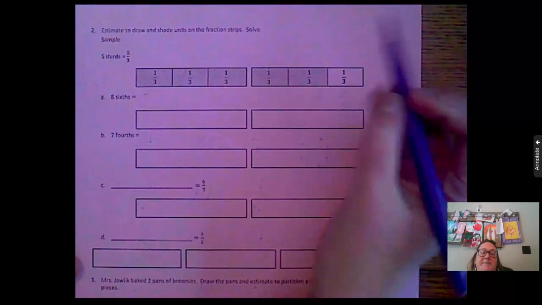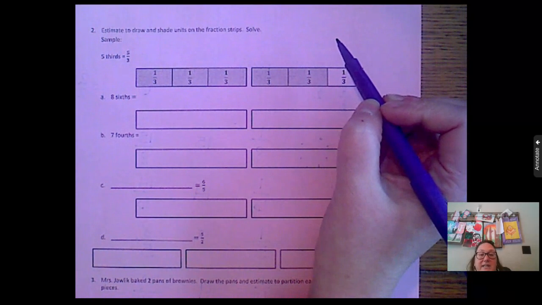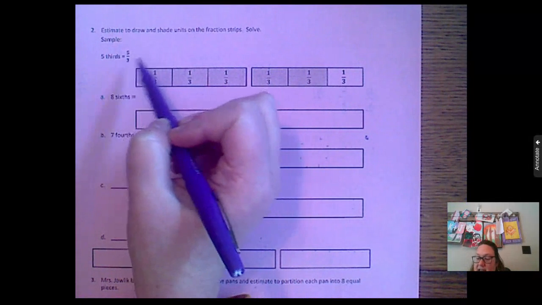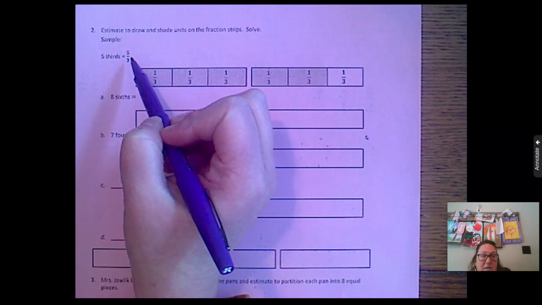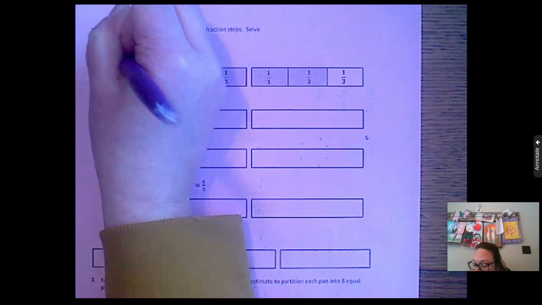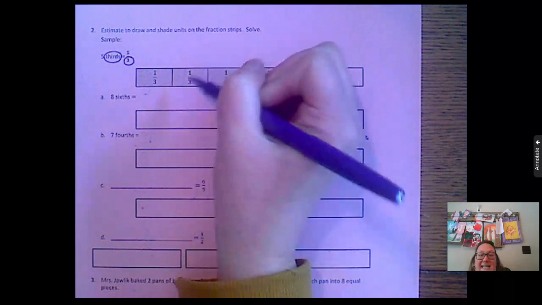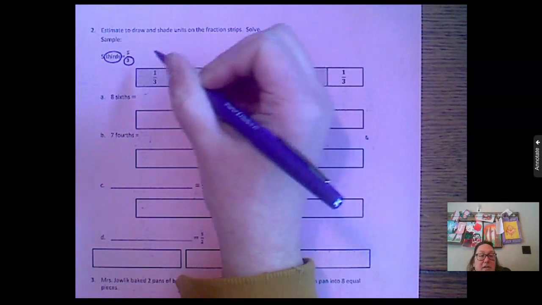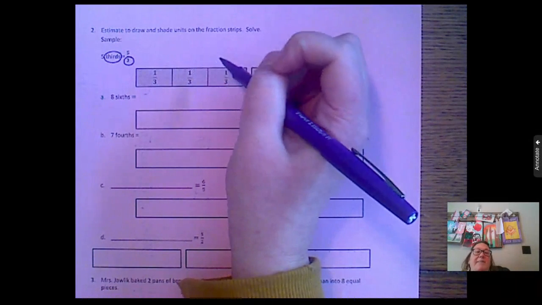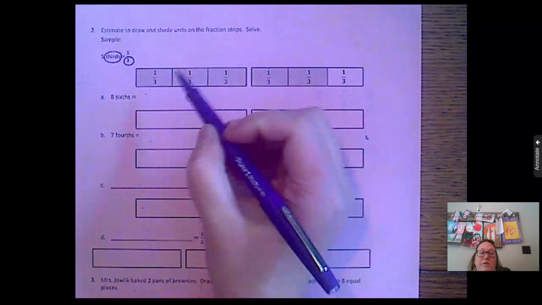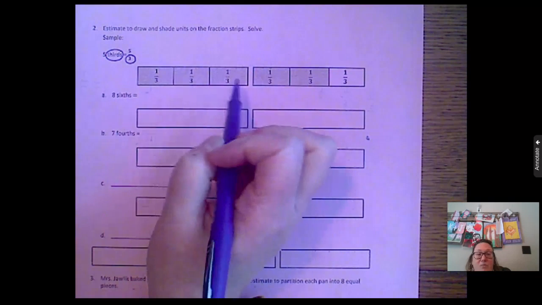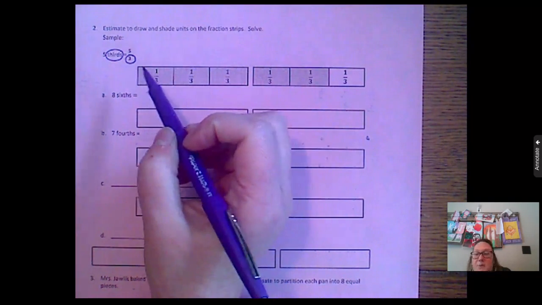Alrighty. Number 2 says to estimate, to draw and shade units on the fraction strips, and then solve. So the sample they have is 5/3 and it says equals, and then we just write that fraction in numbers, which they did for us, 5/3. So the denominator of 3 tells me that I need 3 pieces in each whole. Remember, the denominator tells us how many pieces are in the whole. So there's 3 pieces in the whole. So this is split into thirds, and this is split into thirds. Then they labeled them 1/3 each.